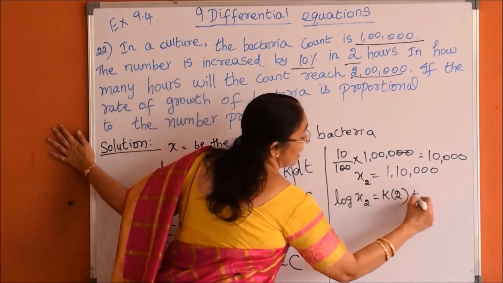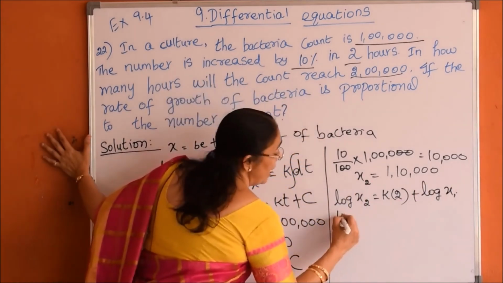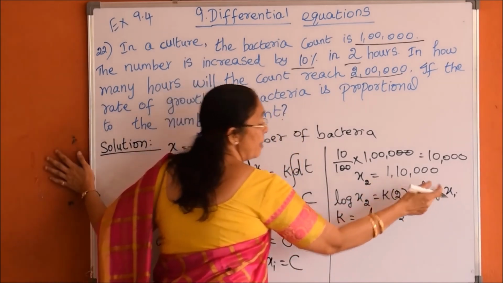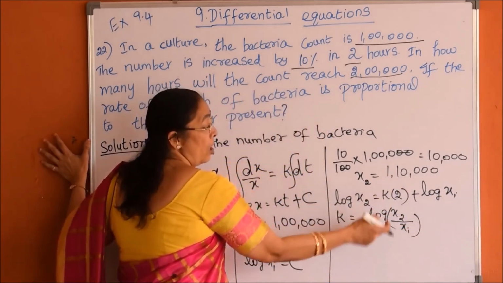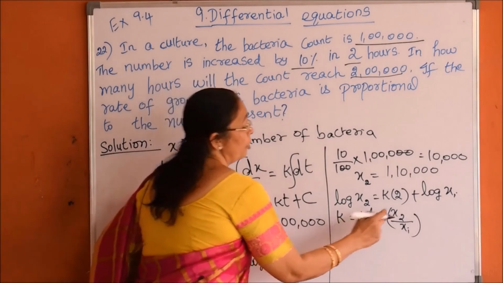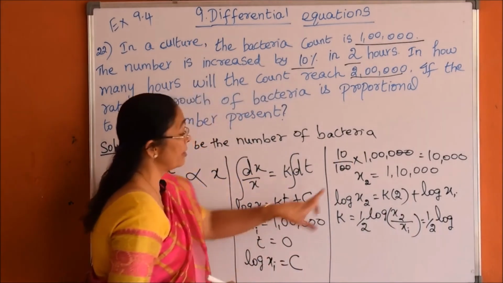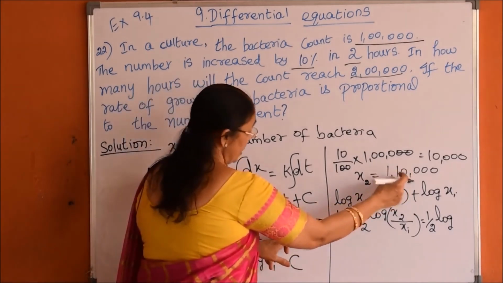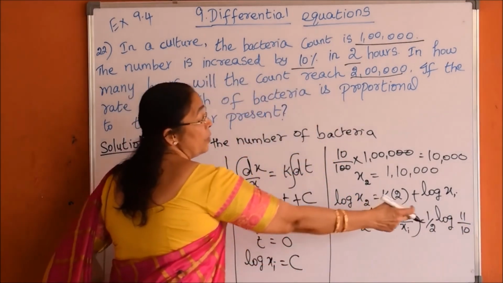The c value is already log xi, that is the initial count. So, from this, 2k is nothing but log x2 minus log xi, which is nothing but log x2 by xi, since log a minus log b is log a by b. So, k value is half log x2 by xi, where x2 value is 1 lakh 10,000 and xi value is 1 lakh. So, 1 lakh 10,000 divided by 1 lakh, we will get log 11 by 10. So, we got the k value also.